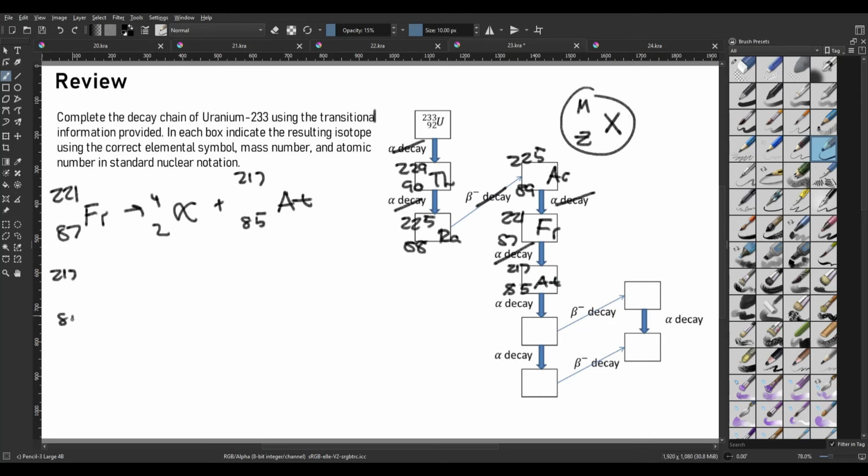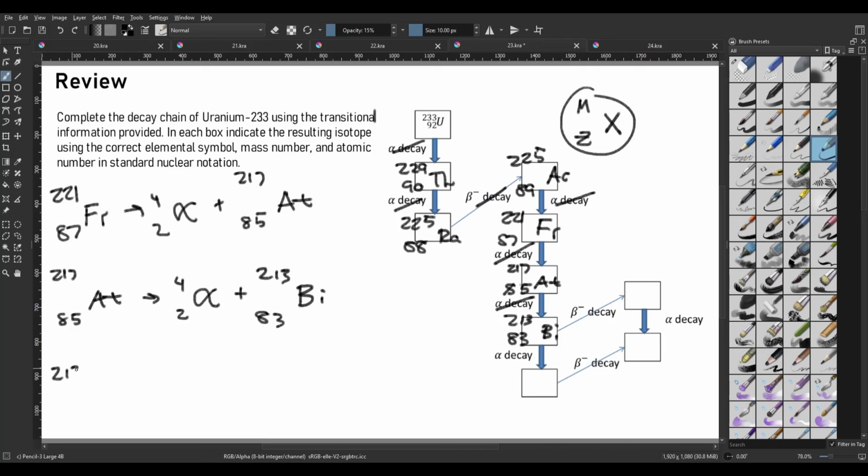Continue, 85, AT, okay, so we want another alpha decay, 4 over 2 alpha, it's going to be 213, 83, number 83 on the periodic table is bismuth. Bismuth, we're getting close to lead, you know, that stable element, 213, 83, bismuth. We're going to go this way. I'm going to go ahead and do this across over here.